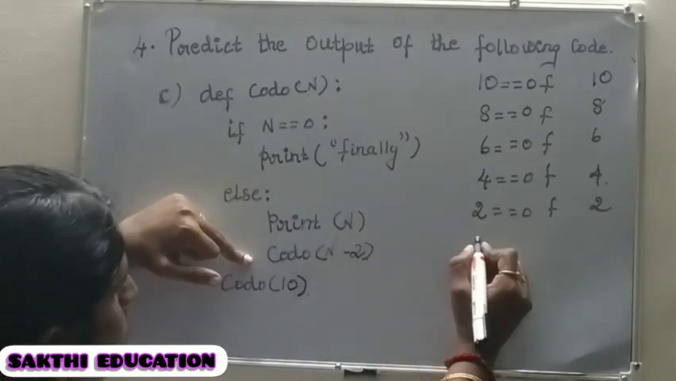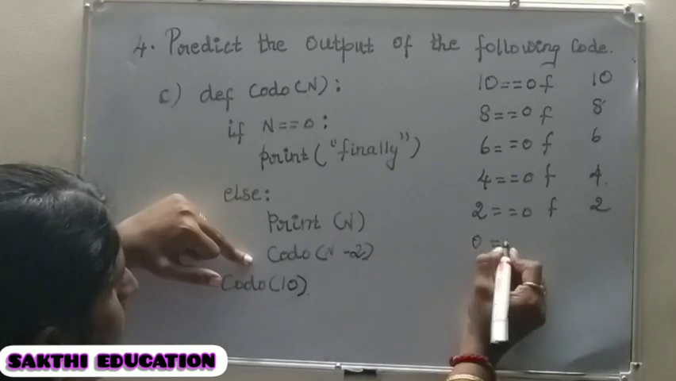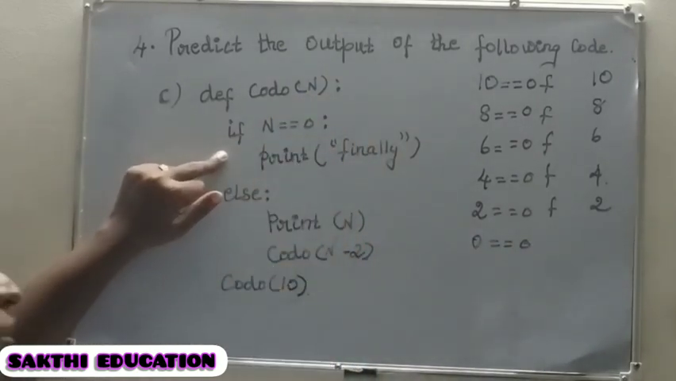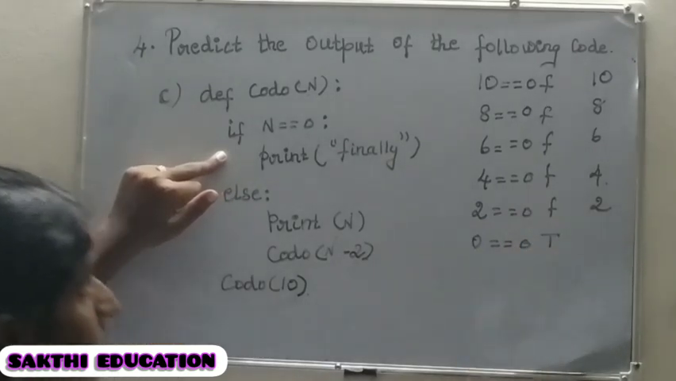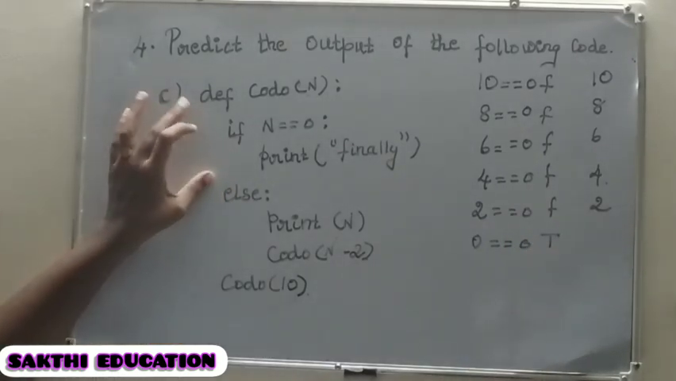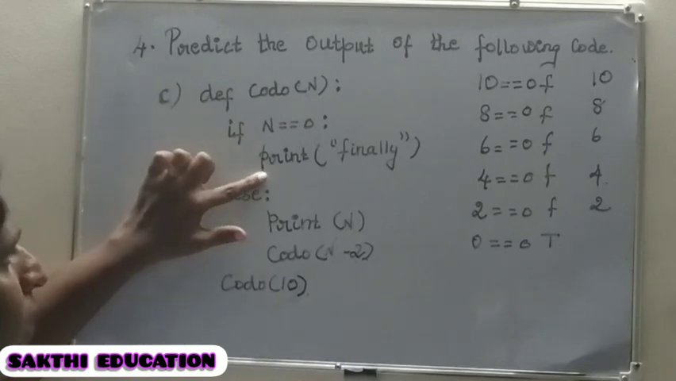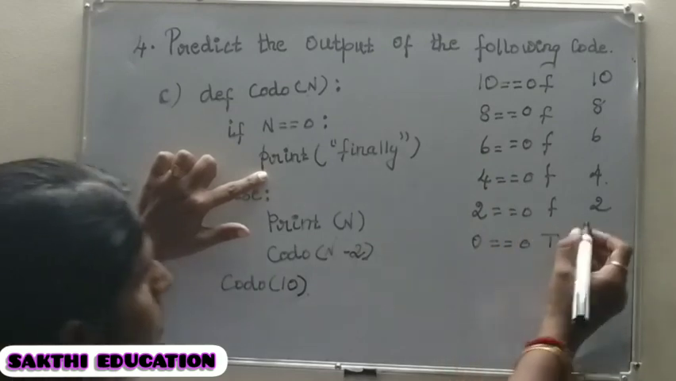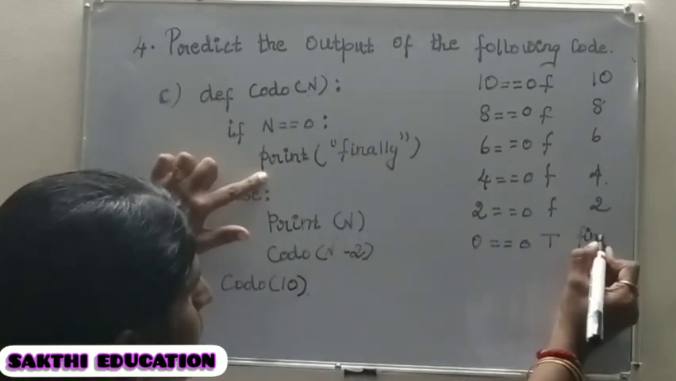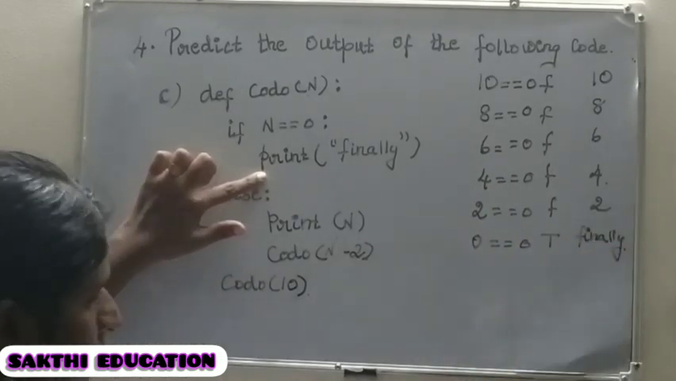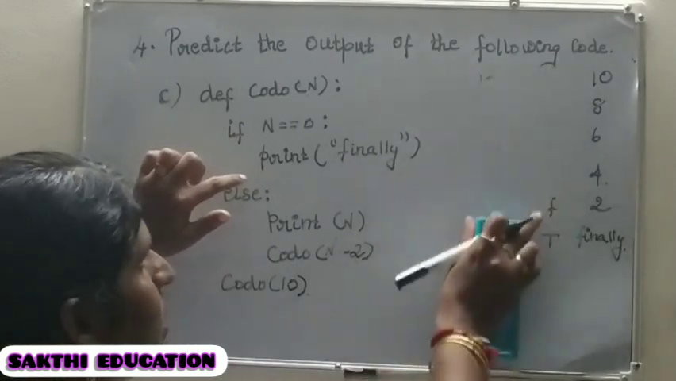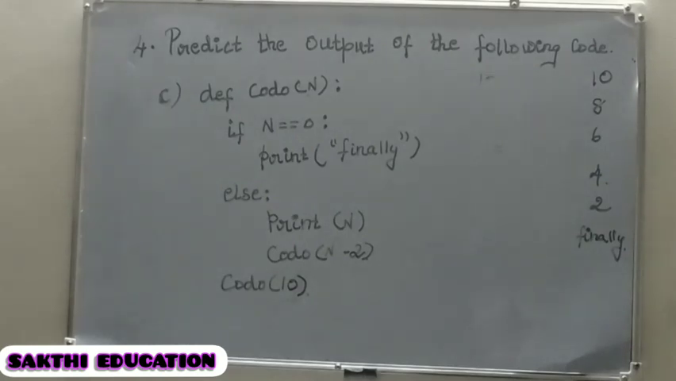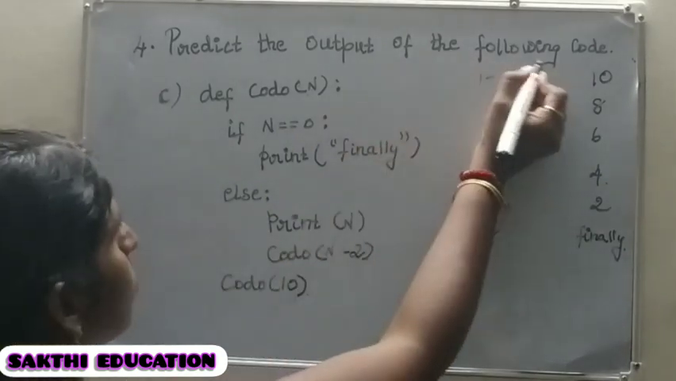And then 2 minus 2 is equal to 0. 0 equal to 0. 0 is passed here. 0 equal to 0 is a true condition. You reached the base condition. So in the base condition we have an output statement, print. So inside the print statement, what is the statement? Finally. So your output is 10, 8, 6, 4, 2, finally is your output statement.